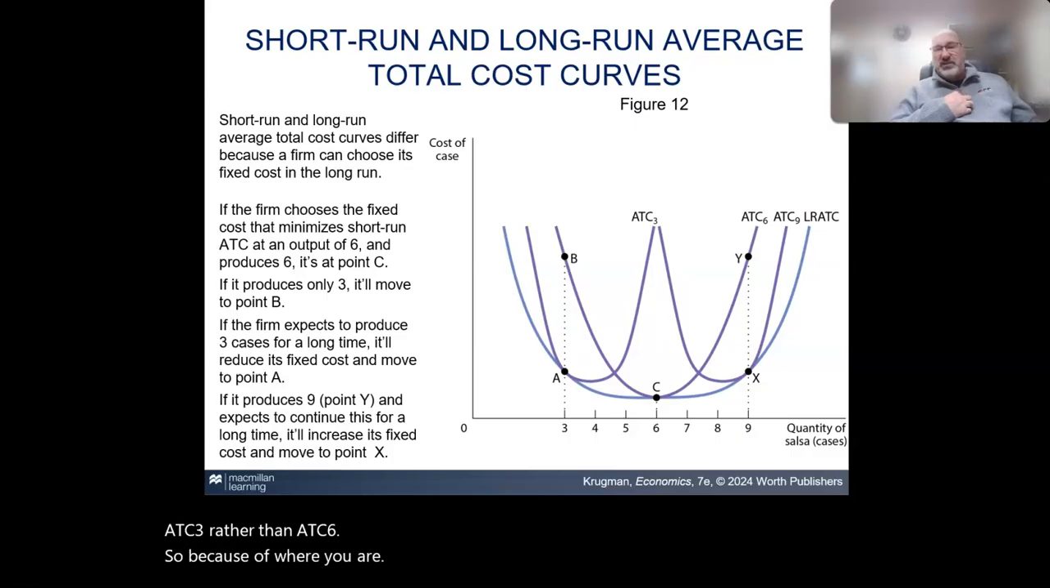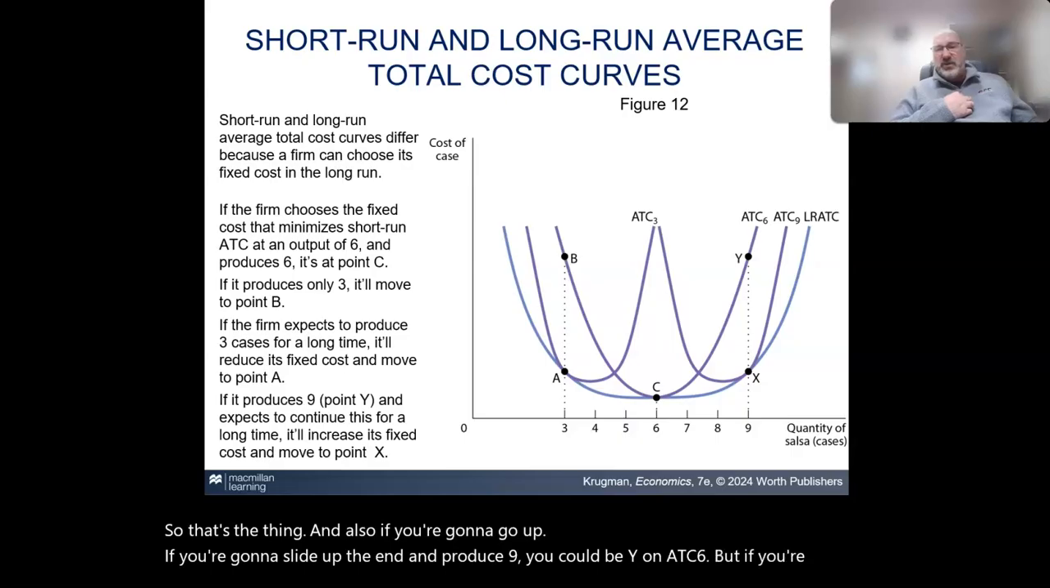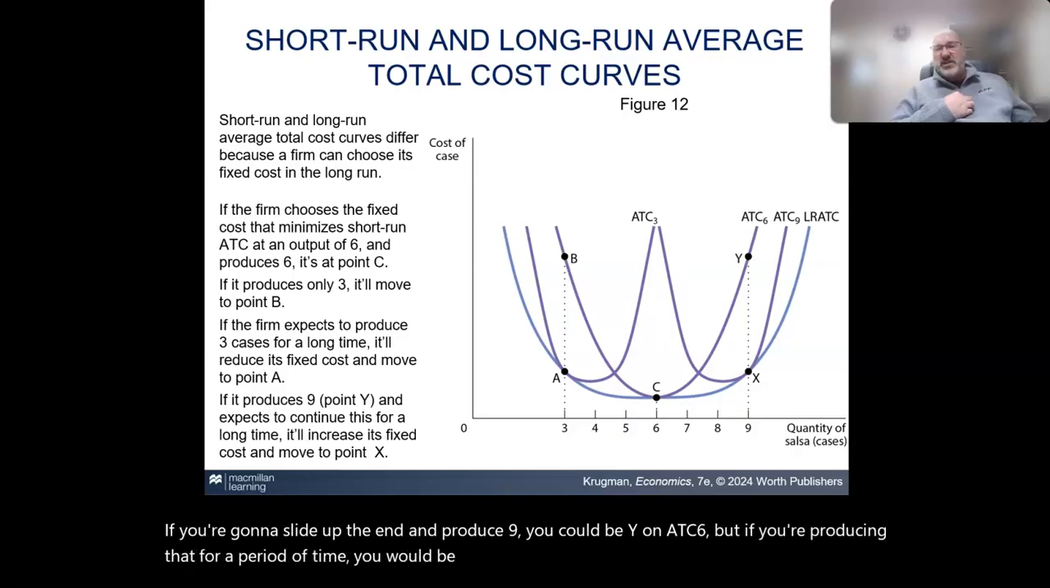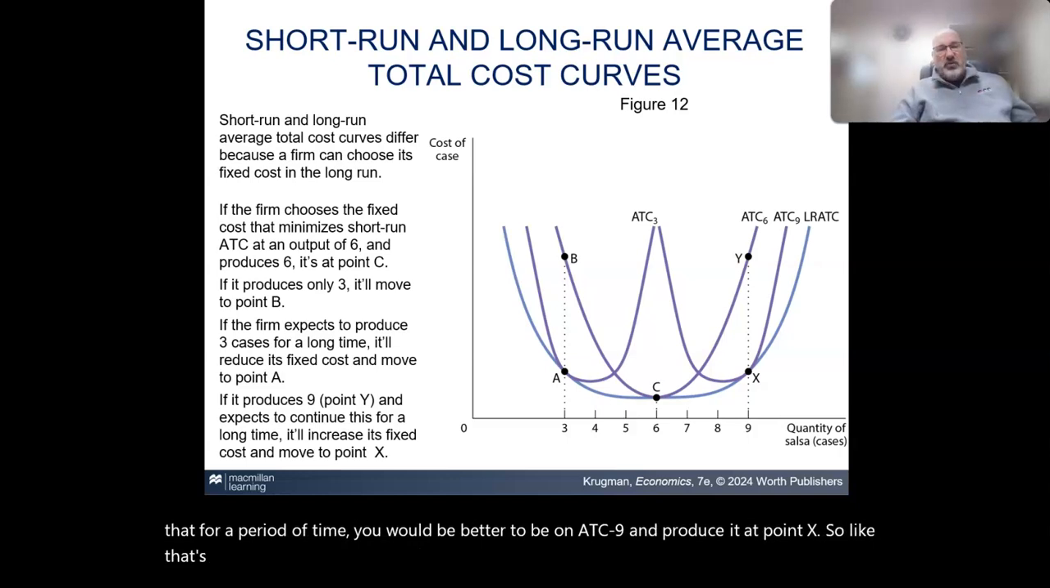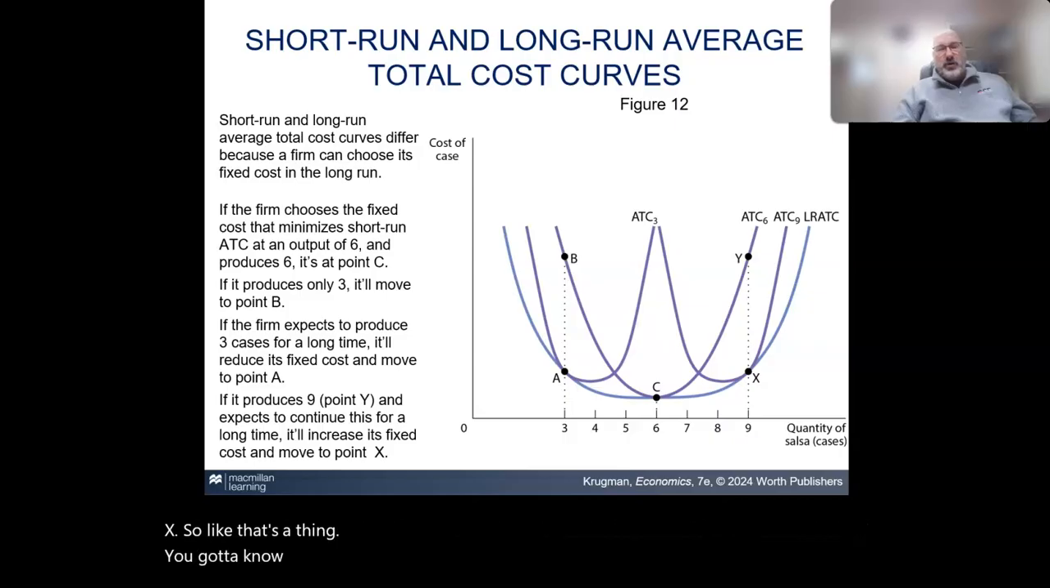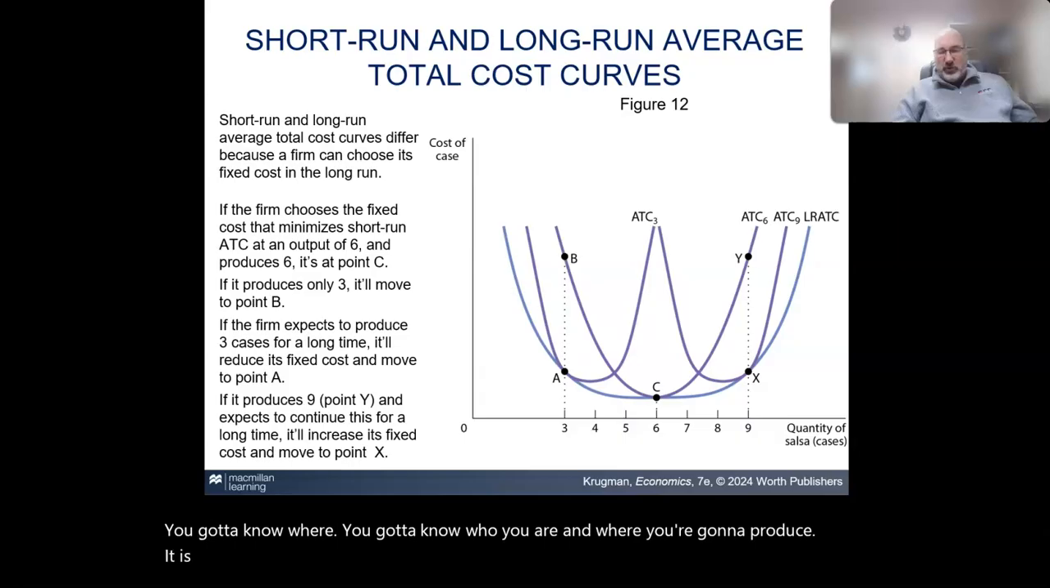So that's the thing. And also, if you're going to slide up and produce 9, you could be at Y on ATC 6. But if you're producing that for a period of time, you would be better to be on ATC 9 and produce it at point X. So, that's a thing. You've got to know who you are and where you're going to produce. It is so important in life to know who you are, both personally and as a firm.